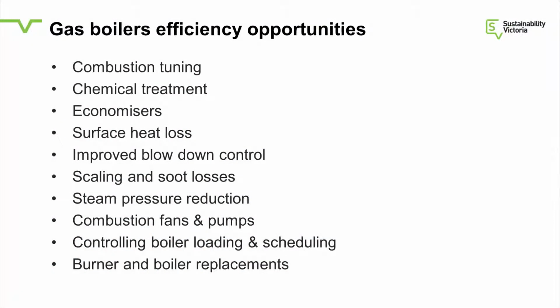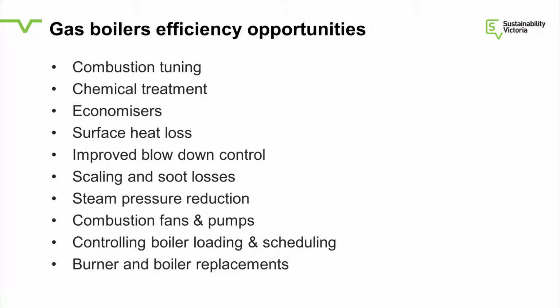Economisers. An economiser is a device that you can put on the exhaust of the boiler to recover further heat, again to try and reduce the losses from that flue. Surface heat losses, we talked about that before. Most modern boilers are well insulated, so there's relatively little scope in that area. Improved blowdown control. This is actually reducing the amount of water that you extract from the boiler to keep the chemicals correct. But again, we'll cover that.